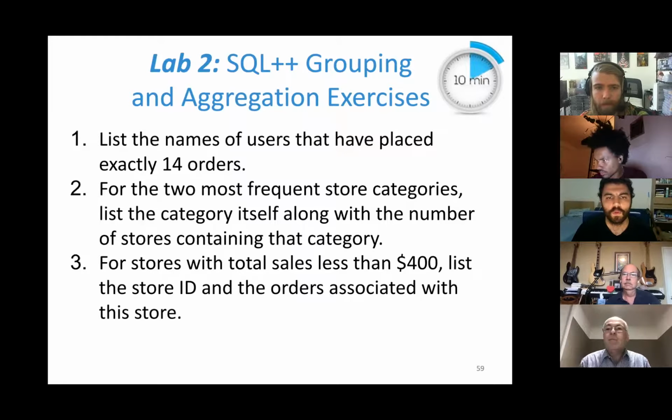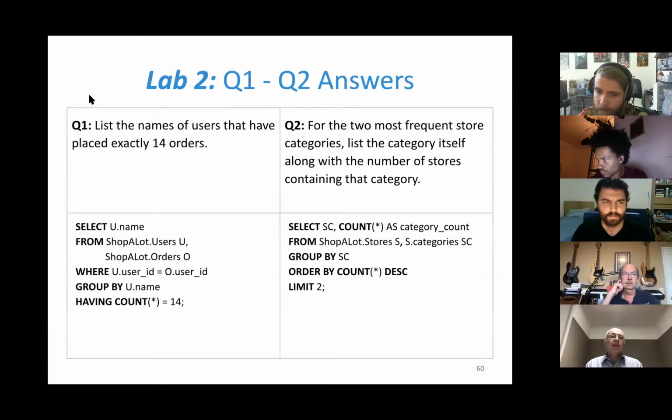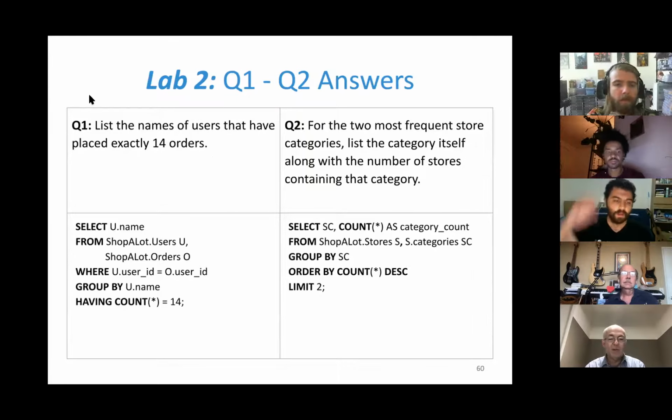All right, I think we should resume. We passed the 8:47 mark. Okay, so let's take a quick look at the queries. The first one was list the names of users that have placed exactly 14 orders. And so what we're doing is joining the users with the orders, of course, on the user ID.